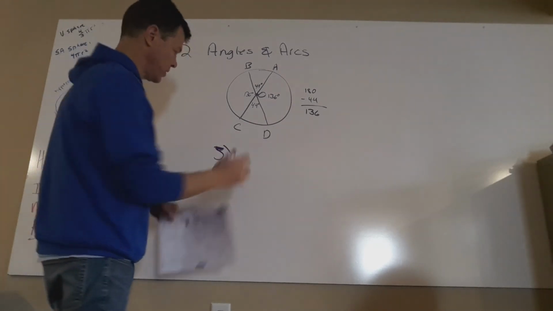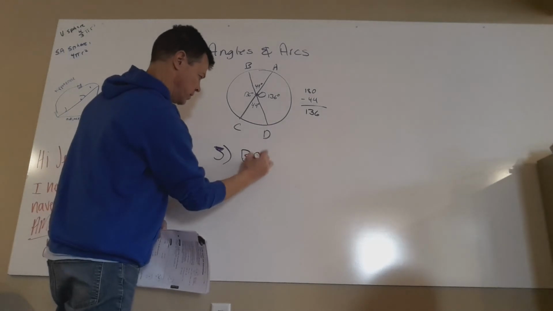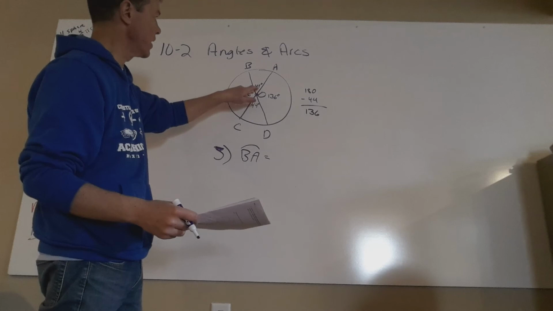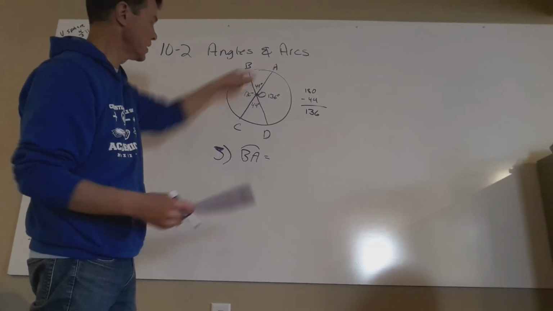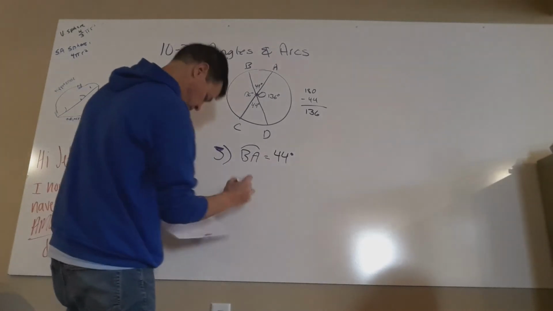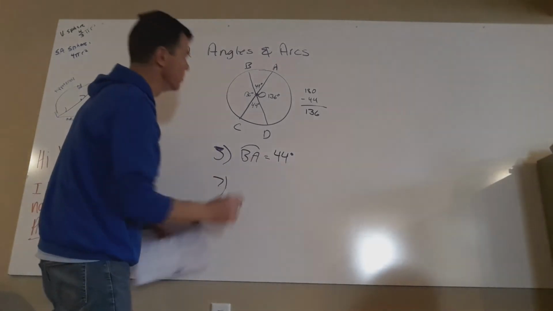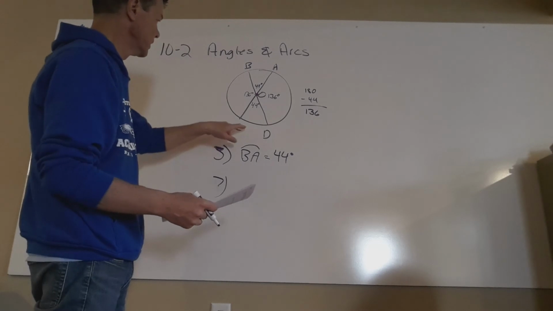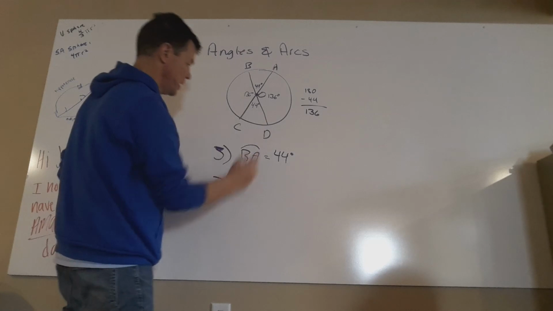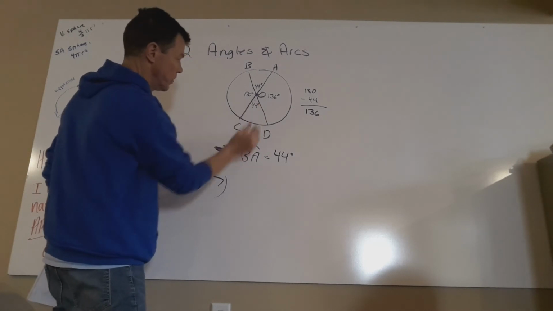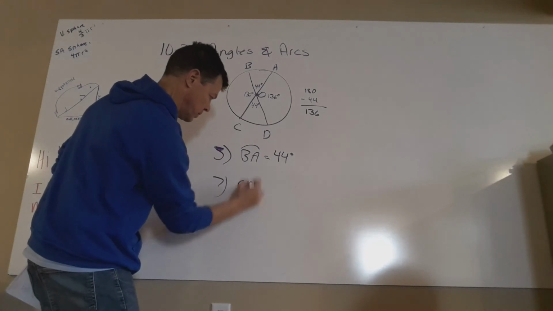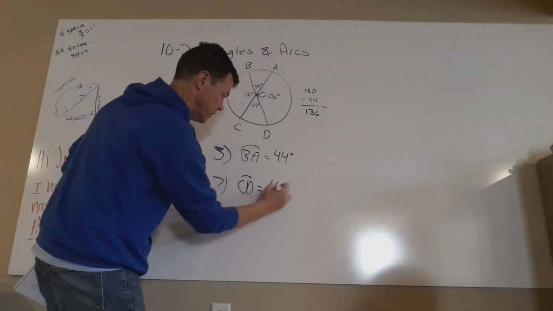What is the measure of arc BA? Well, if this central angle is 44 degrees, simple, this arc is 44 degrees. 7, measure of arc DC. Same as arc BA. Because this central angle is 44, arc CD is going to be 44 degrees.